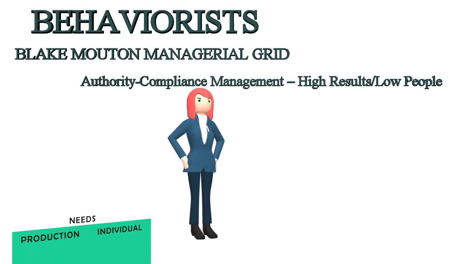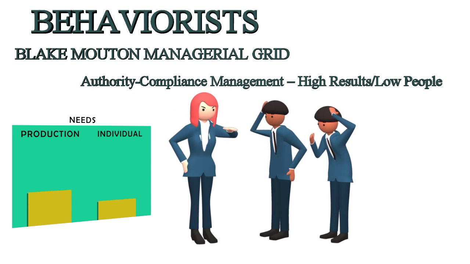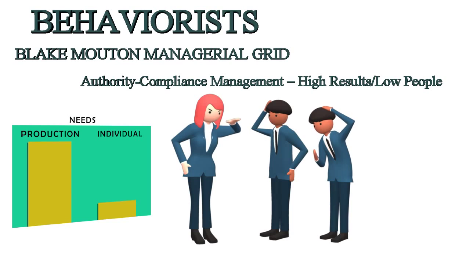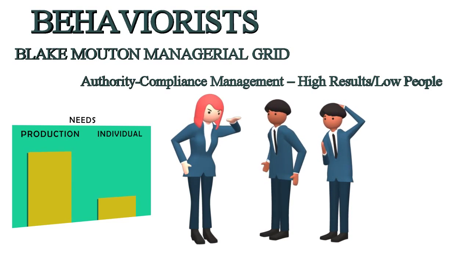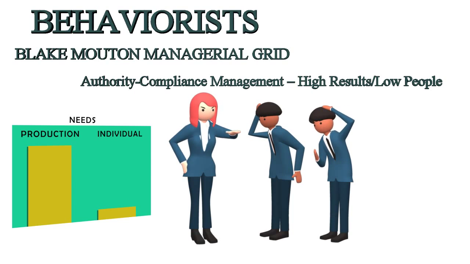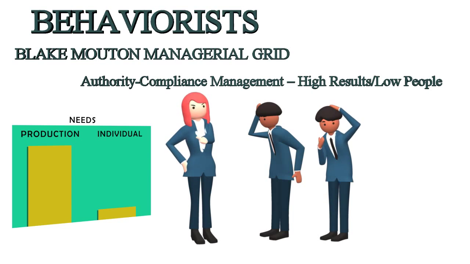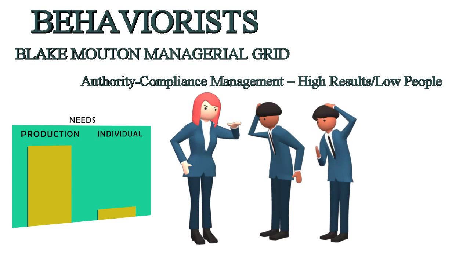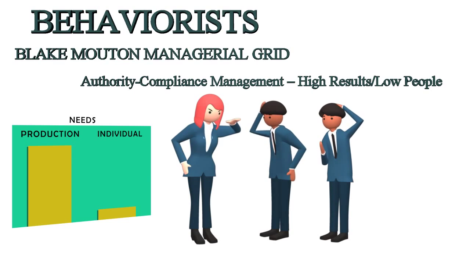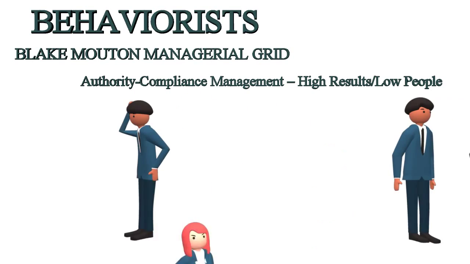The authority compliance management style, with high concerns about results and low concerns about people. Also known as authoritarian leaders, people in this category believe that employees are simply a means to an end. Employee needs are always secondary to the need for efficient and productive workplaces. This type of leader is very autocratic, has strict work rules, policies and procedures, and views punishment as the most effective means to motivate employees.